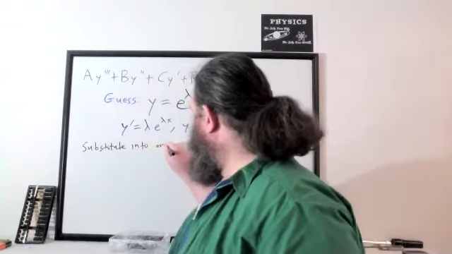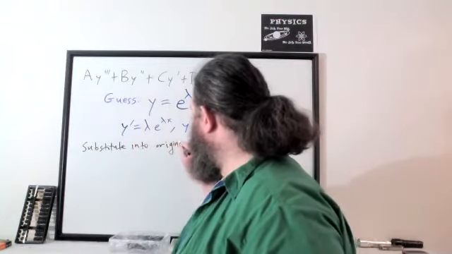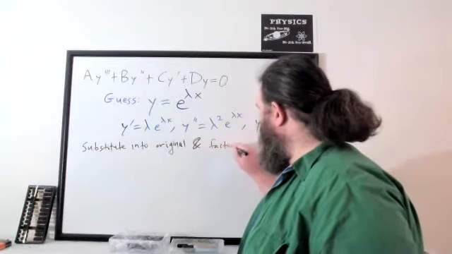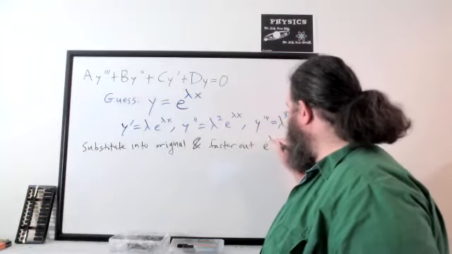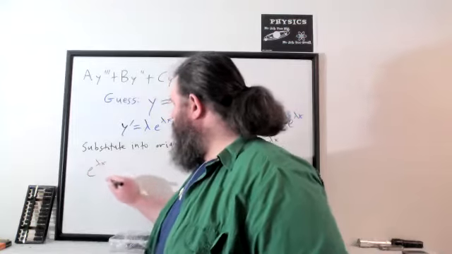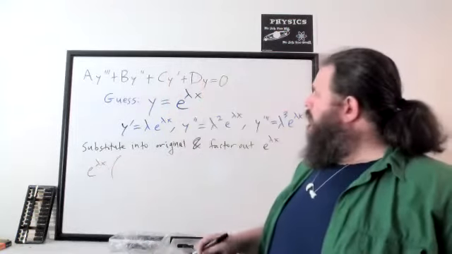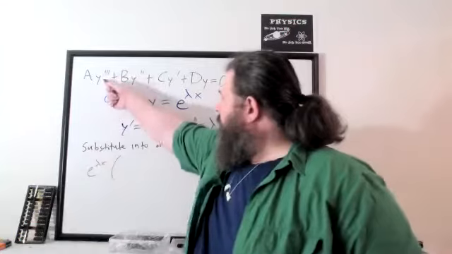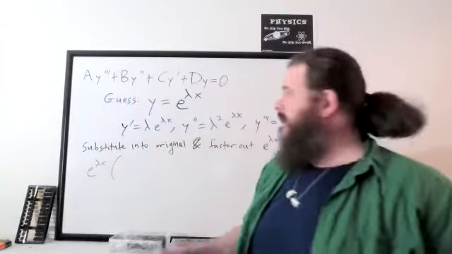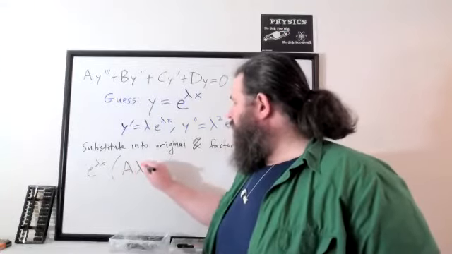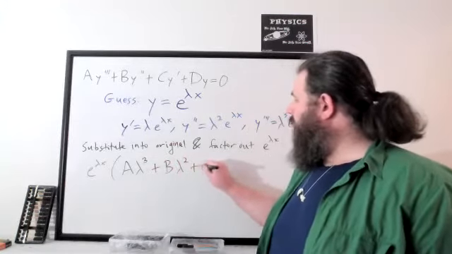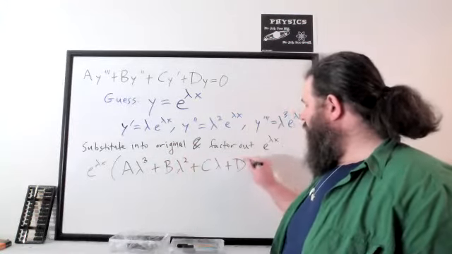If we substitute this into the original equation and also factor out e to the lambda x, we get e to the lambda x times, and then each one of these is just going to have the lambda cubed, lambda squared, lambda, and 1, because we're factoring out the e to the lambda x. So we end up with a lambda cubed plus b lambda squared plus c lambda plus d.